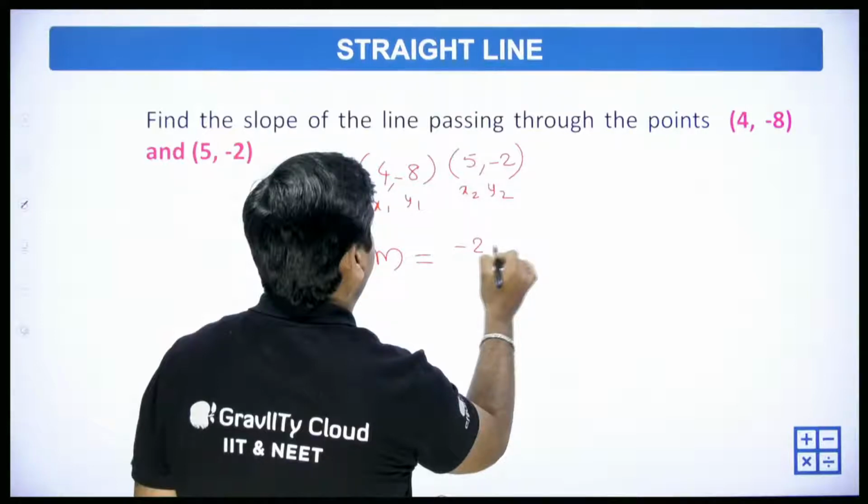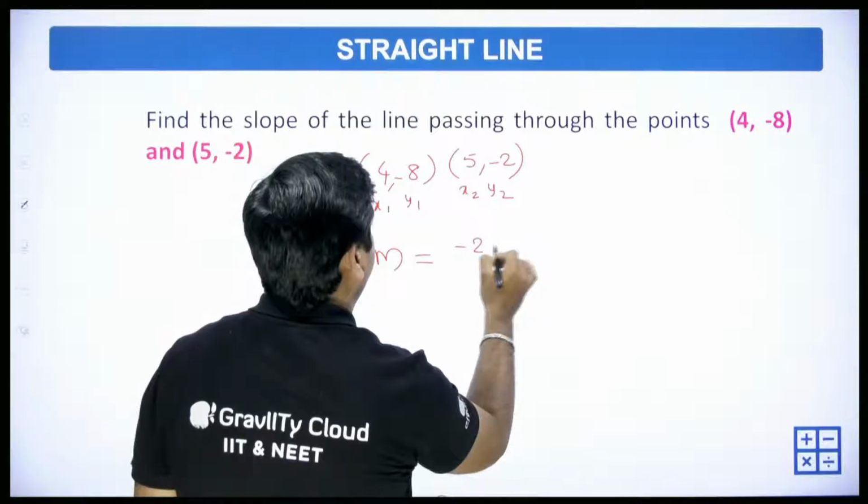Find the slope of the line passing through the points (4, -8) and (5, -2). So (-2 - (-8))/(5 - 4) = (-2 + 8)/1, so that will give you 8 minus 2, which is 6. That is the slope of the line joining these two given points.